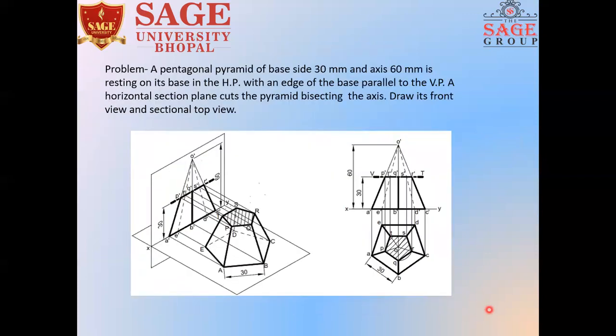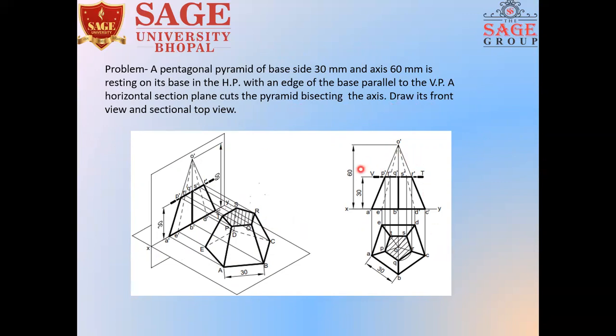Now I'm giving the problem here. A pentagonal pyramid of base side 30 mm and axis 60 mm, resting on its base on the HP. So the solid condition is 30 mm base side and 60 mm height. When it is resting on its base on the HP, you will draw the top view first, with an edge of the base parallel to the VP. A horizontal section plane cuts the pyramid, bisecting the axis. Draw its front view and sectional top view.